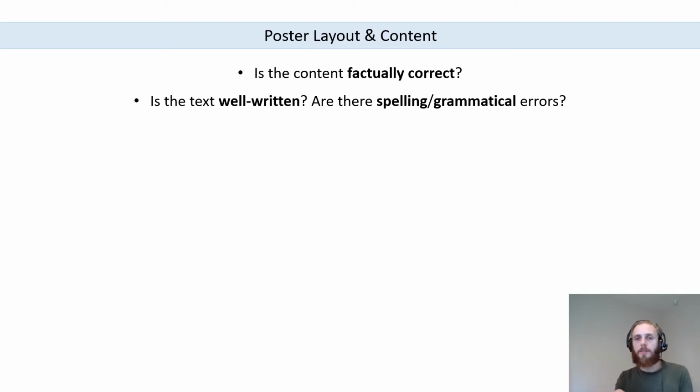Unfortunately, things like this do impact the effectiveness of the poster. If there's spelling mistakes, if there's missing words, if there's grammatical errors, they do impact communication, so they do impact the final mark.